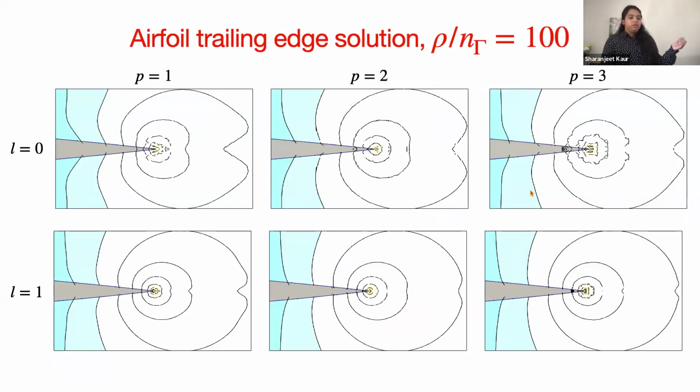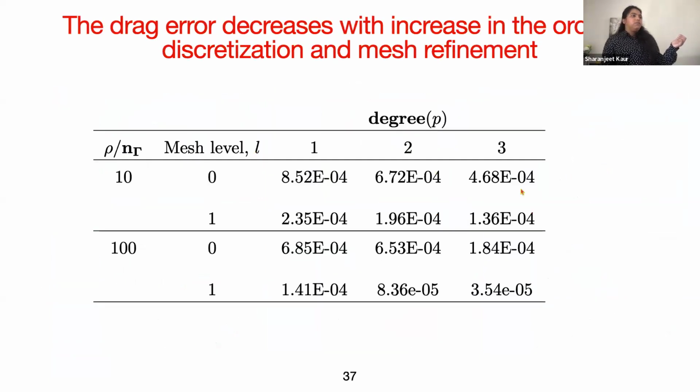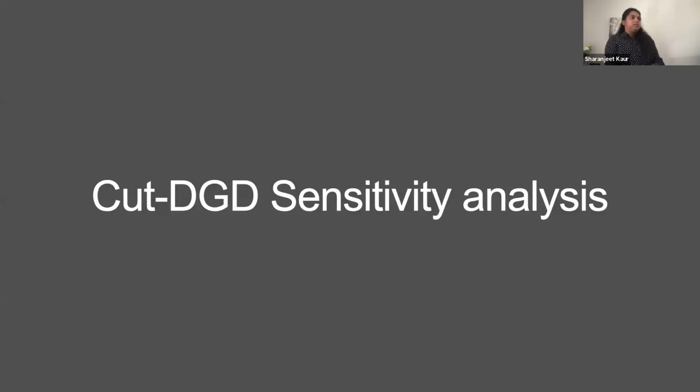And further, if we check the drag error, it's almost similar across all three discretizations, although with the fine mesh, it improves. However, I can't comment on the accuracy in this case because I would need to perform more mesh refinement studies. So we stopped here for this case.